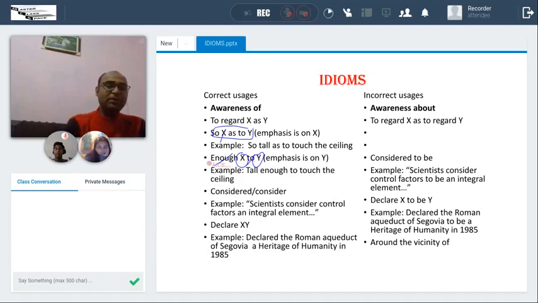So whenever we talk about enough, it should be enough x to y. All right, so tall enough to touch. And again, after to it should be a verb. Remember, whenever we use consider, after consider we never use any other word.